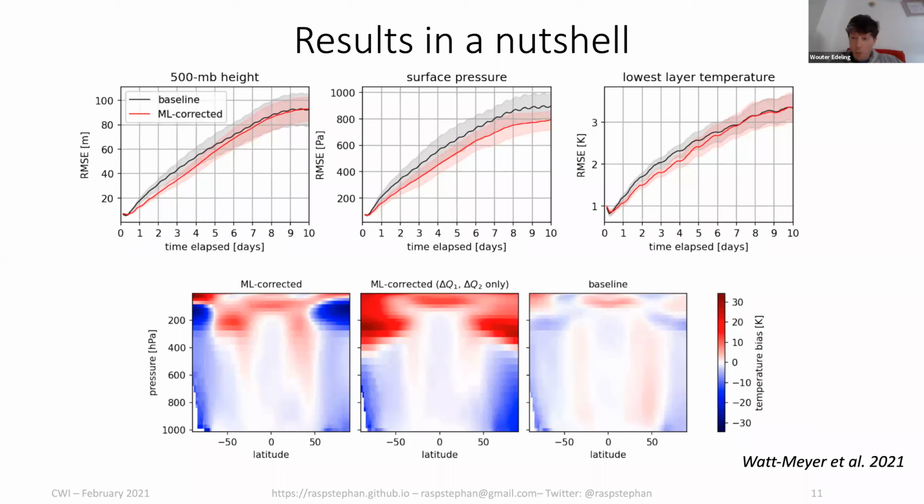Okay, we got one more question from Enrico. He asks, what is the status of end-to-end machine learning models in climate science? Yeah, good question. So end-to-end, I guess, means you input your current state, you output a future state.